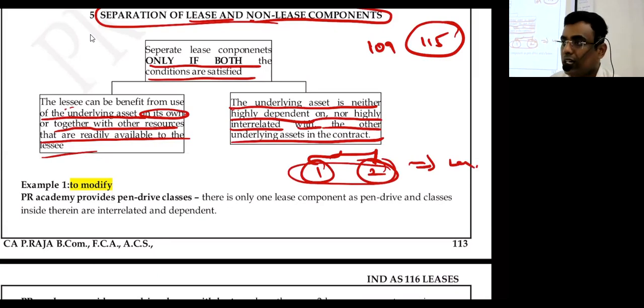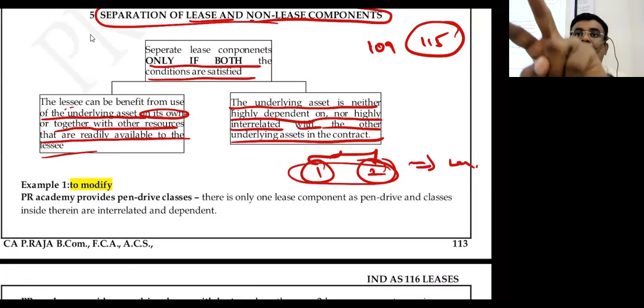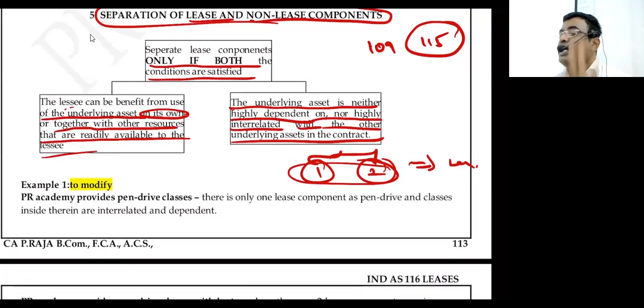Next, the customer is benefiting from both assets, but they are highly dependent, so together they are one lease. If the customer is not benefited and not highly dependent, then I should separate. I hope you are clear. Separation of lease and non-lease component: when to separate, when not to separate. If both conditions are satisfied, separate. Otherwise, don't separate. Pakka. Yes sir.